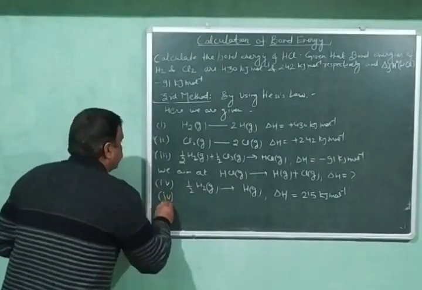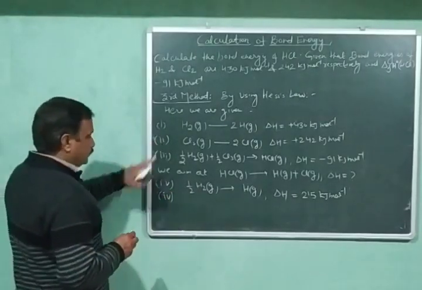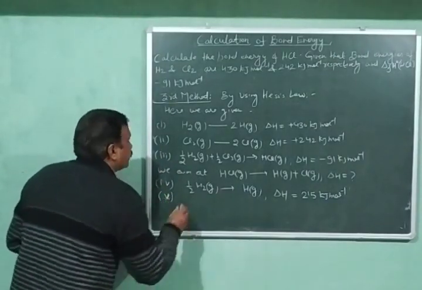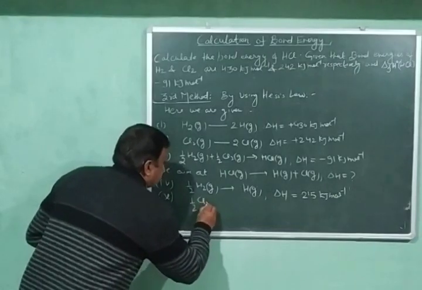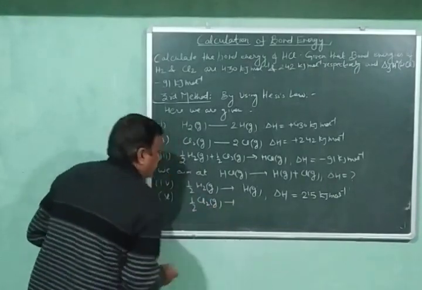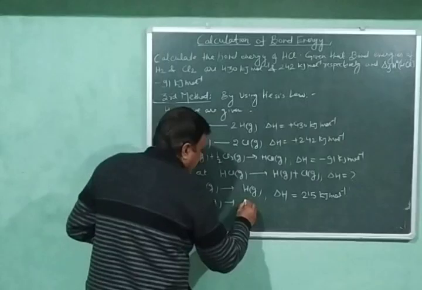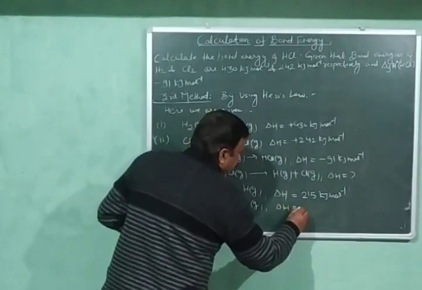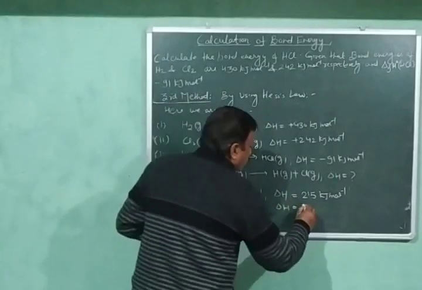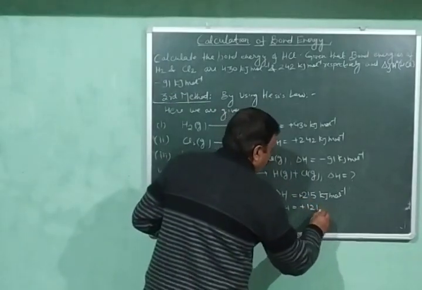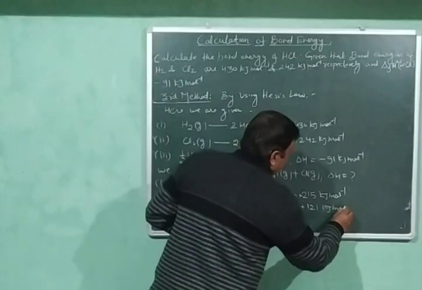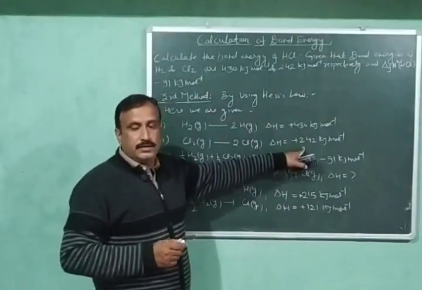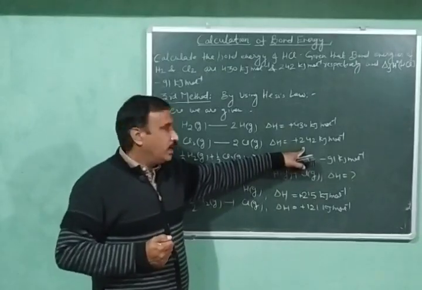And now I will multiply the equation number 2 by half, and let this be equation number 5. Half Cl2 gaseous, half mole of Cl2 gaseous giving us 1 mole of chlorine atoms, and delta H of this reaction will be equal to 121 kilojoule per mole. Okay, here again I have multiplied the delta H by half.